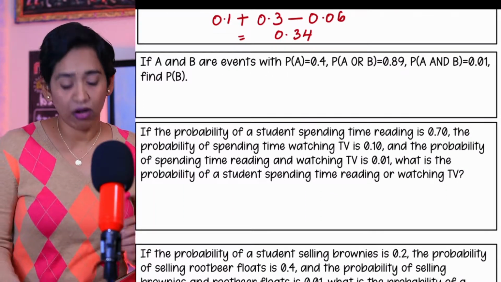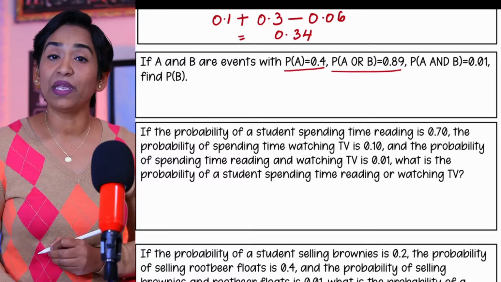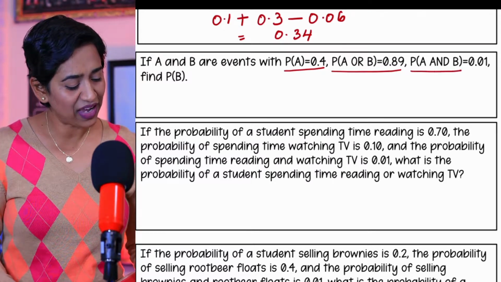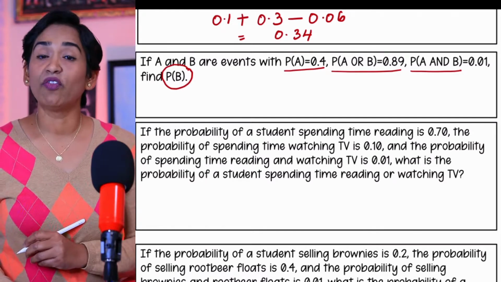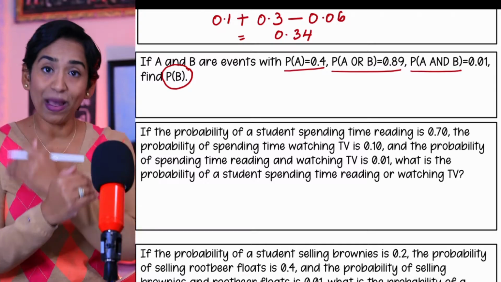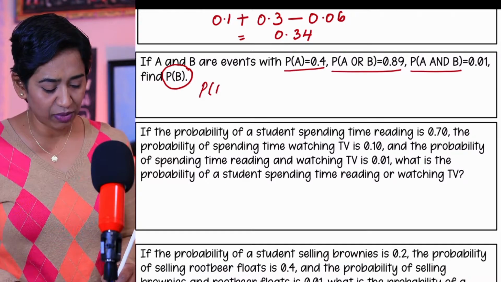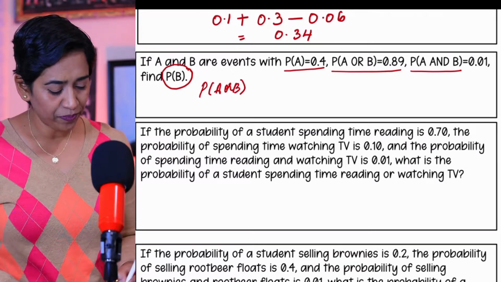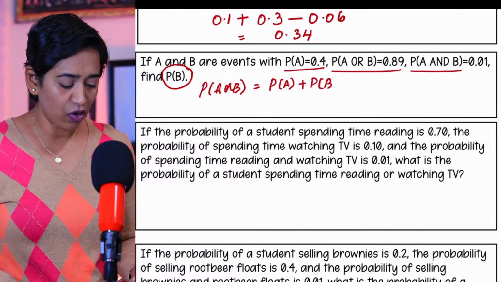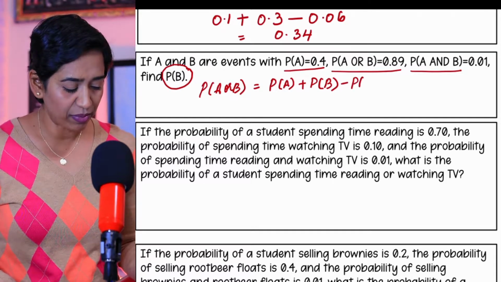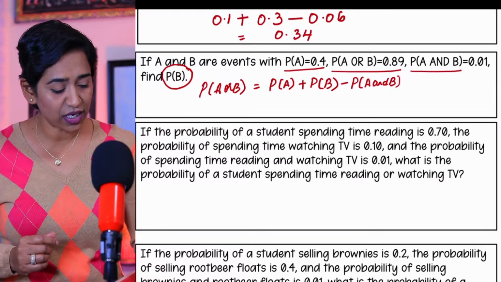If A and B are events, probability of A is 0.4, probability of A or B is 0.89, probability of A and B is 0.01. What is missing is probability of B. They're asking us to go backward and find probability of B. So if I write down the formula, it's probability of A or B is probability of A plus probability of B minus probability of A and B. So I'm going to plug in those values underneath here.